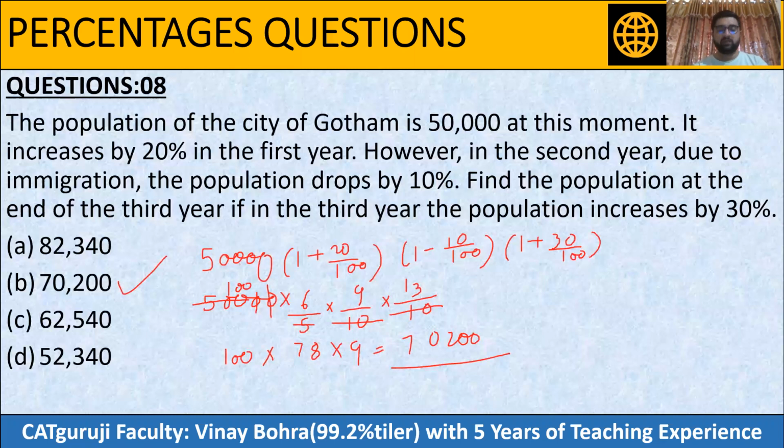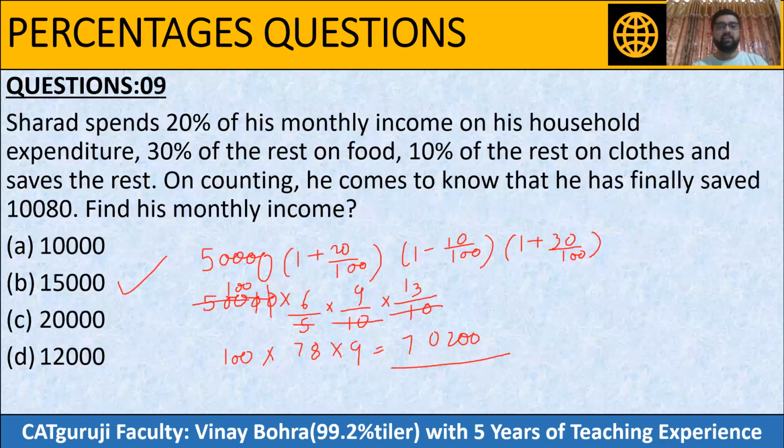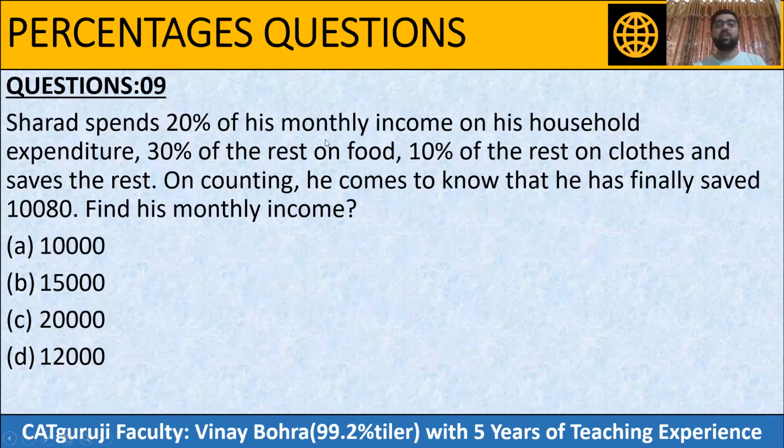Let us see the next. It is given that Sharad spent 20% of his monthly income on his household expenditure, 30% of the remaining on food, 10% of the rest on clothes, and he saved the rest. On counting, he comes to know that he is finally saving 10,080 rupees. Find his monthly income. So his saving is 10,080, so I'll keep it on the left-hand side.